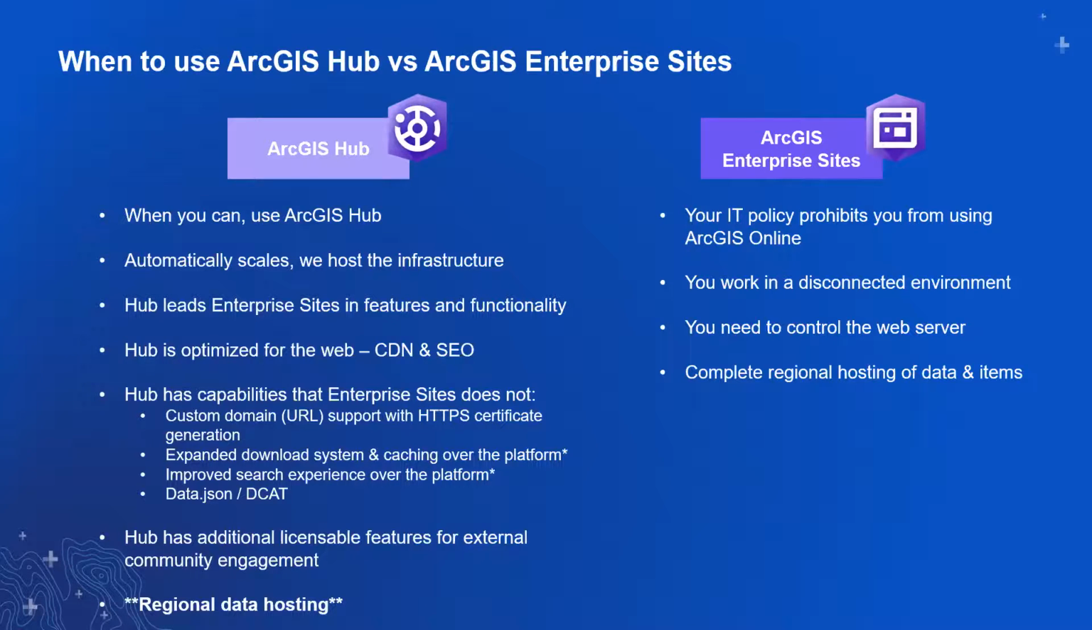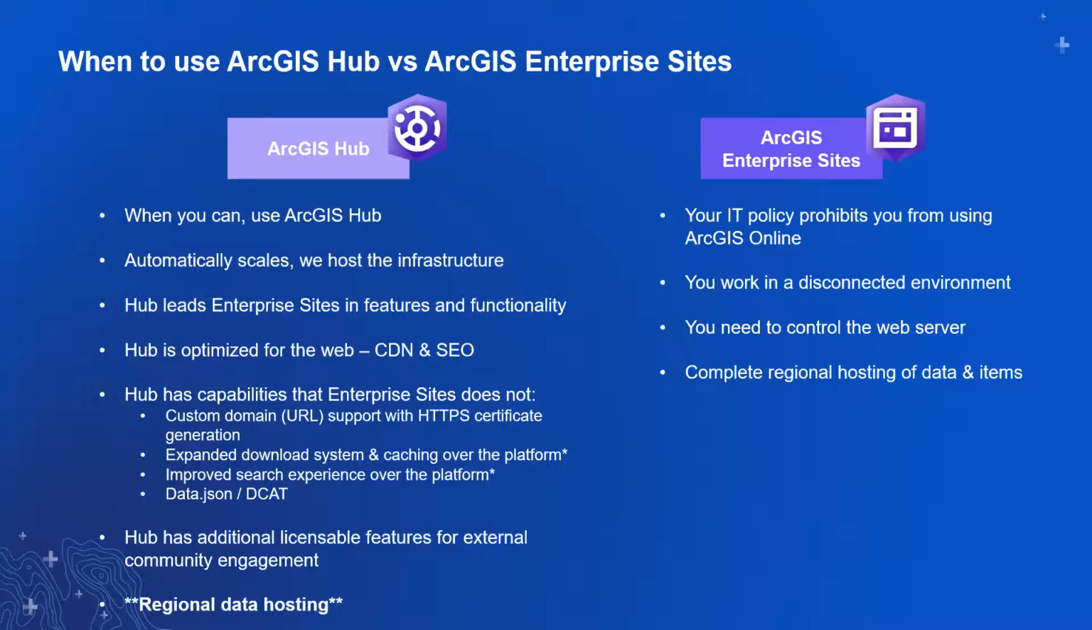And then with Hub, of course, because it's ArcGIS Online, it scales automatically like ArcGIS Online does. The infrastructure is all hosted by Esri as it scales up and down as need be. Typically, feature functionality that we build into Hub is going to show up first, and then it will be trickled down into enterprise sites. Just like when we introduce new functionality in ArcGIS Online, it eventually makes its way into ArcGIS Enterprise, but it comes after the fact.